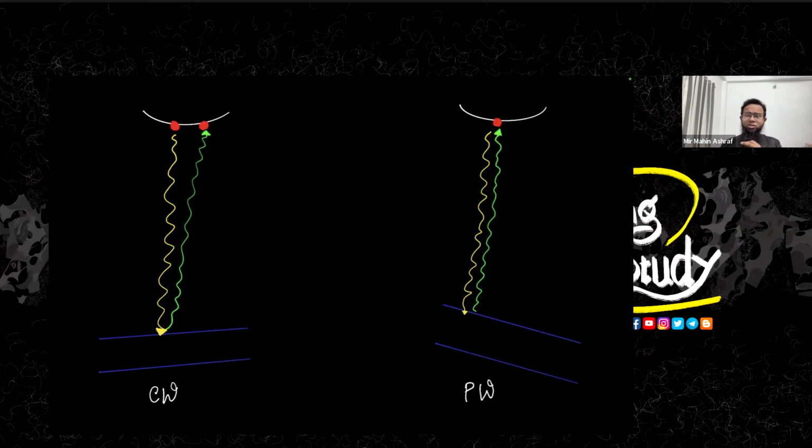Like for aortic stenosis, there will be a very rapid jet of flow at the aortic valve. We'll use continuous wave Doppler to detect that. But for pulse wave Doppler, it won't be very helpful.